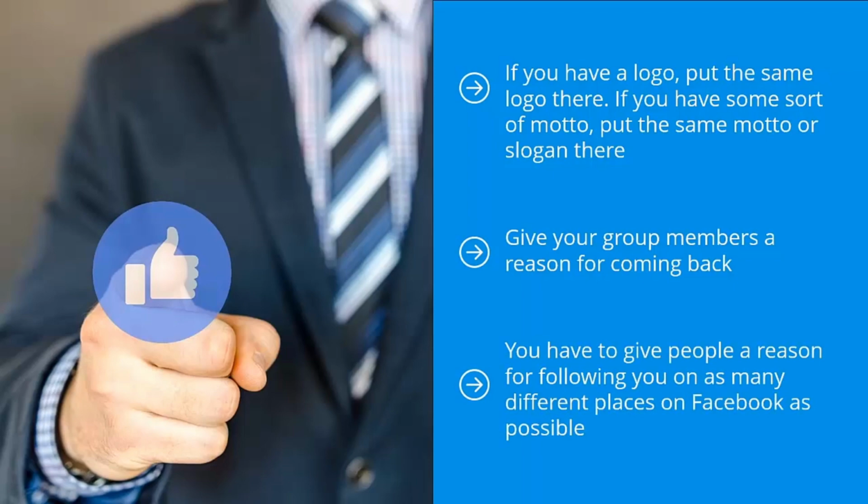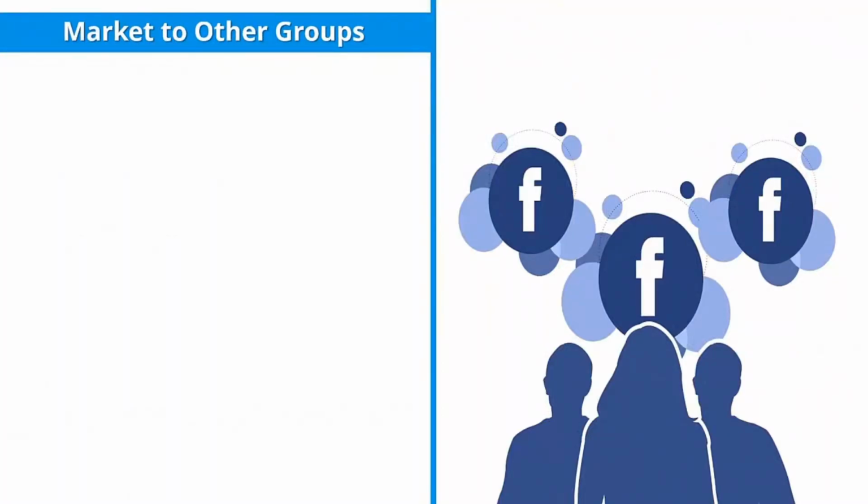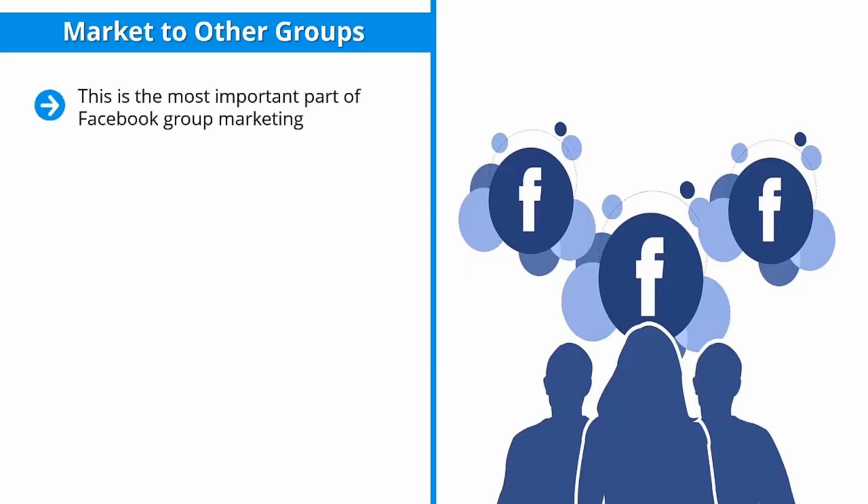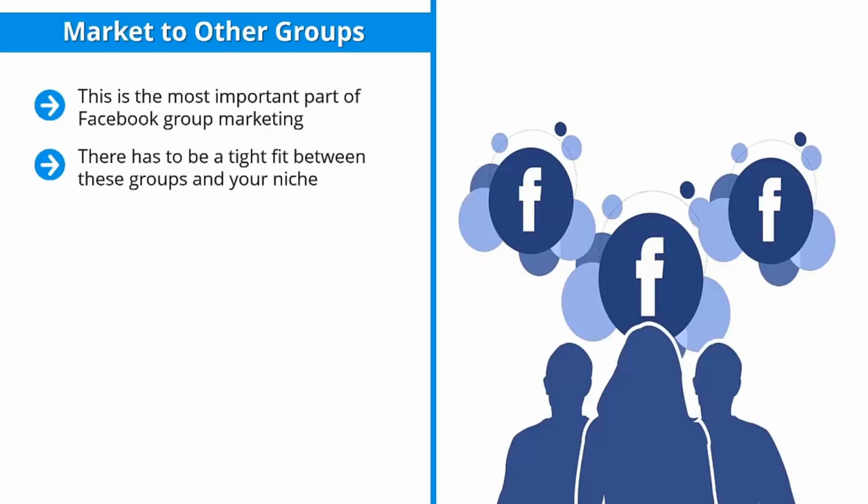This, of course, means original content or freshly curated content that you don't show on your Facebook fan page. You have to give people a reason for following you on as many different places on Facebook as possible. This, of course, boils down to premium content. Market to other groups. This is the most important part of Facebook group marketing, because if you were to just build your own group as a supplemental source of traffic for your page, you're probably not going to grow all that much. You have to go to other groups which have already done a good job attracting the eyeballs that you want to attract. There has to be a tight fit between these groups and your niche.